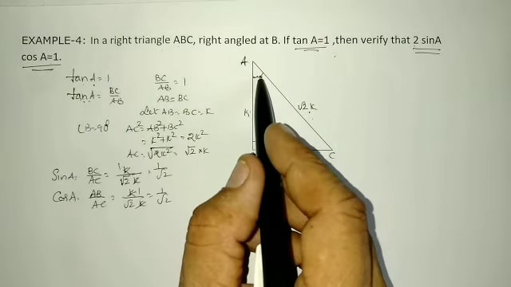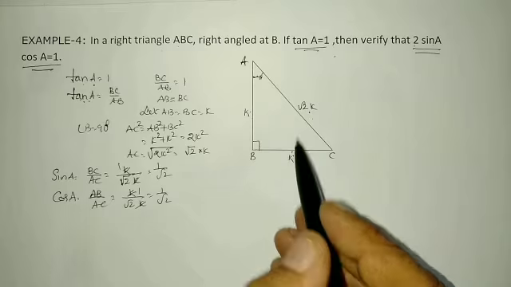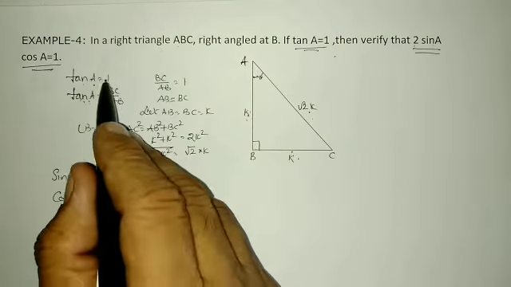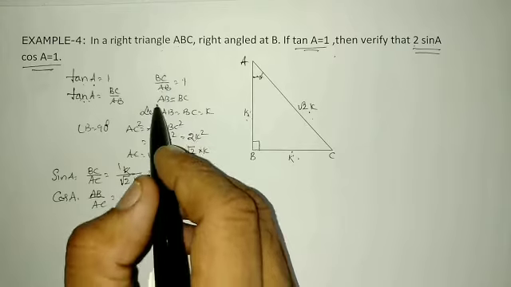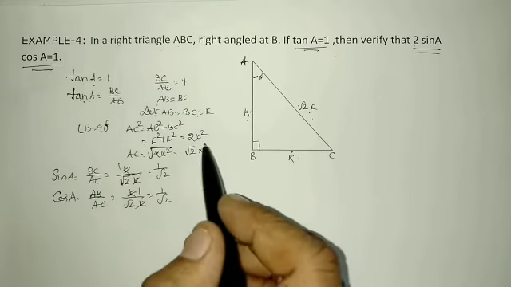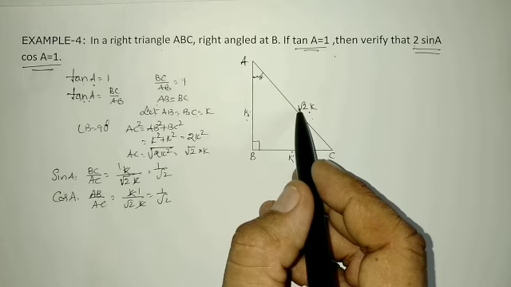But from the diagram, tan A means side opposite to angle A by side adjacent to angle A, that is BC by AB. So BC by AB equal to 1. From that you get AB equal to BC. So let AB equal to BC equal to K. Now we have to find AC.